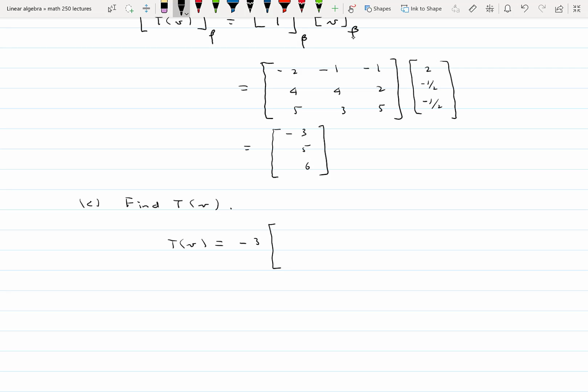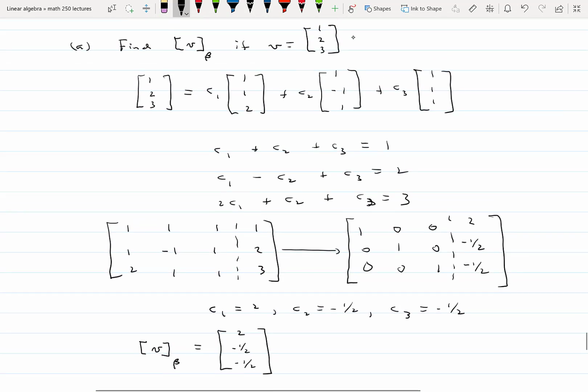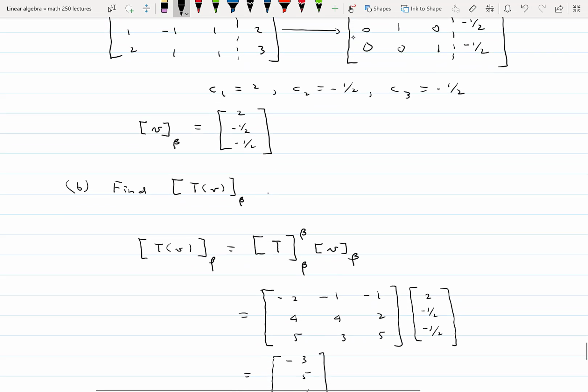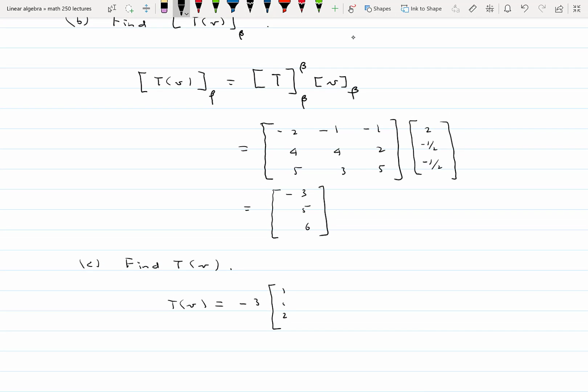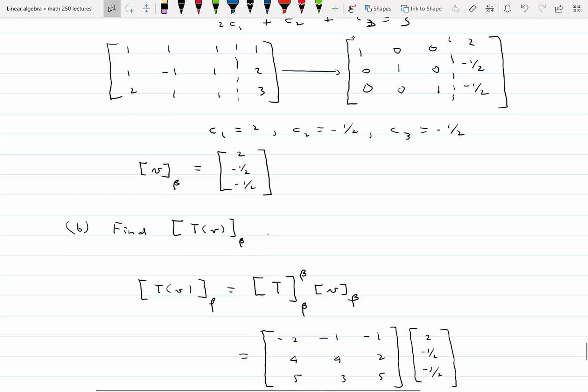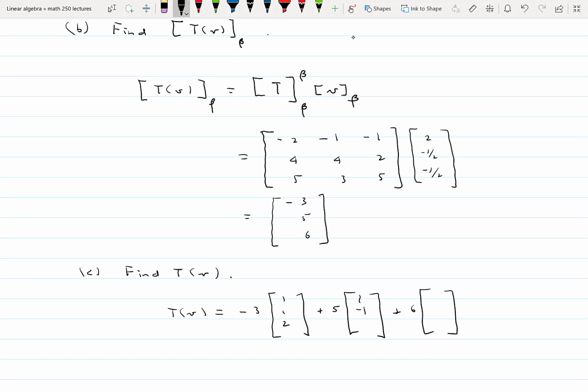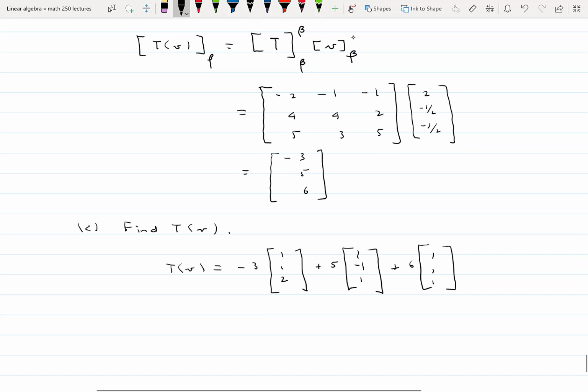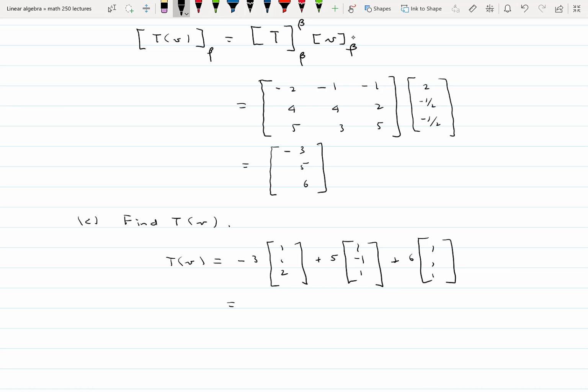So T of V is just pick off the coordinates. -3 times the first basis vector, way up top, 1, 1, 2, second coordinate times V2, third coordinate times V3, should have memorized them, 1, -1, 1, and 1, 1, 1. Okay, got it. Look at all that work just to find T of V. Well, when you do all this matrix arithmetic, you end up with 8, -2, and 5.